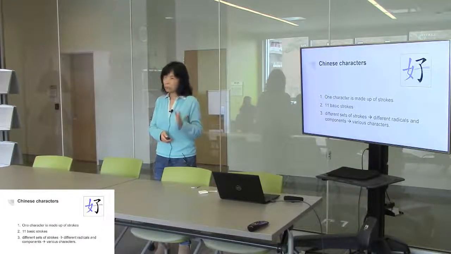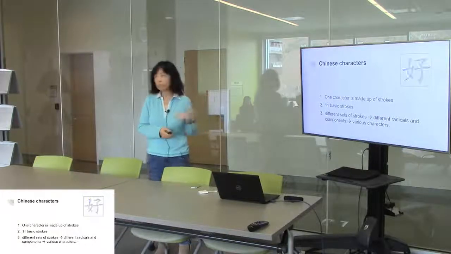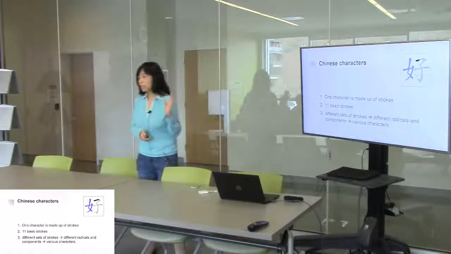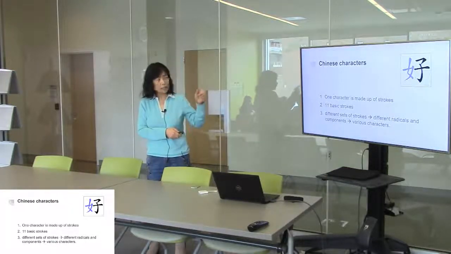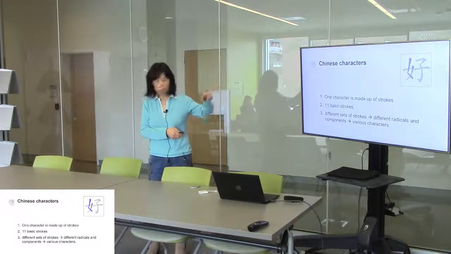Unlike the English written system, which uses alphabets, the Chinese written system uses characters. One character is made up of strokes. Like this character, it means "good." It contains 6 strokes. You can see the animation, 6 strokes.